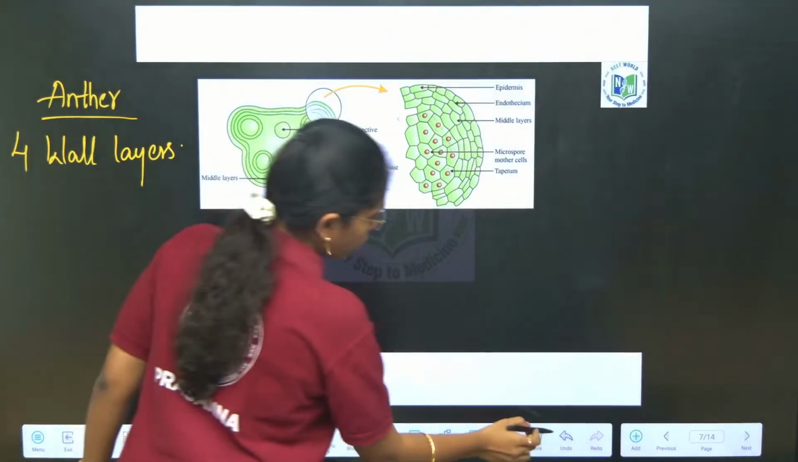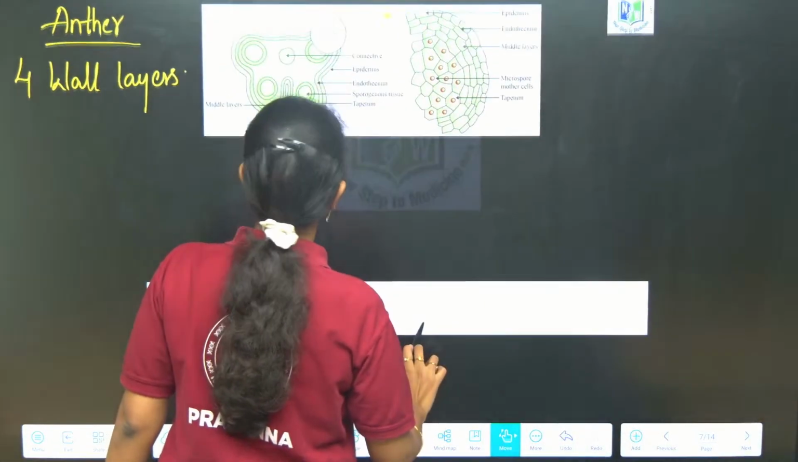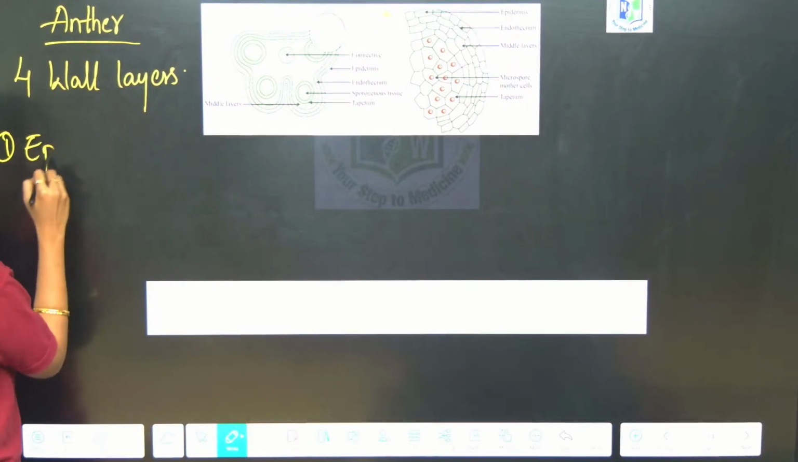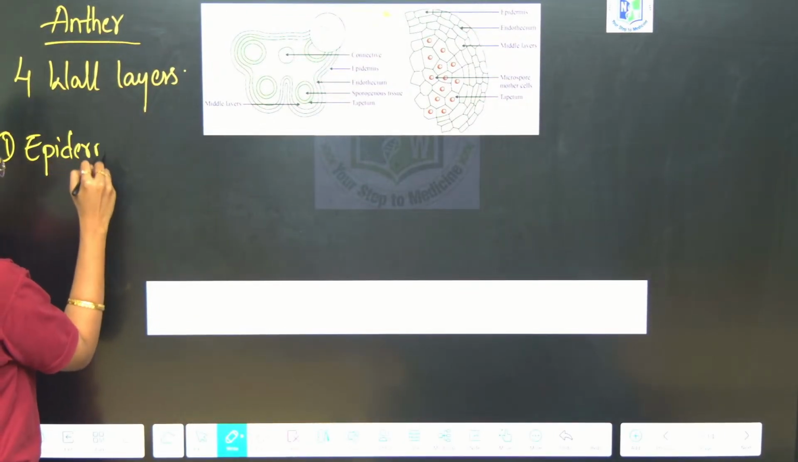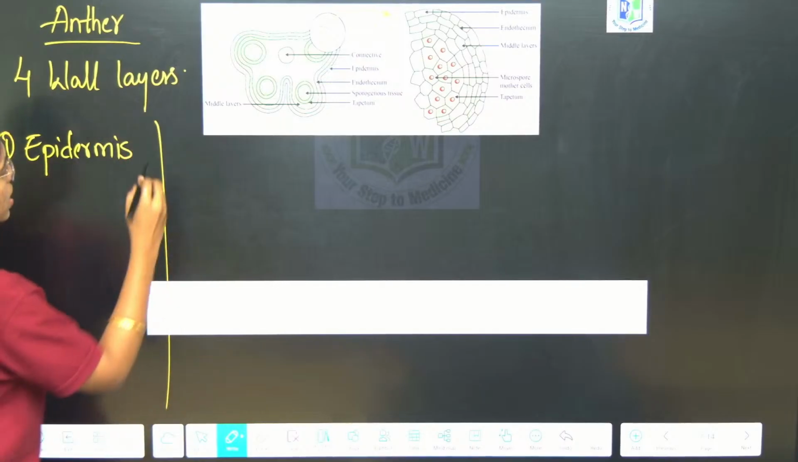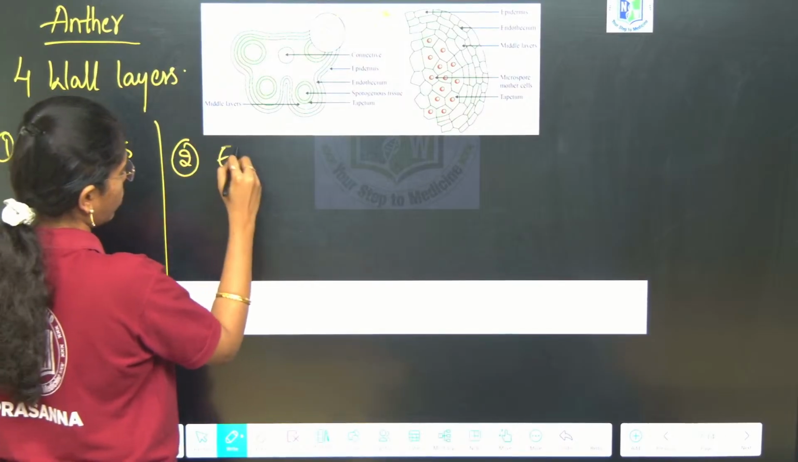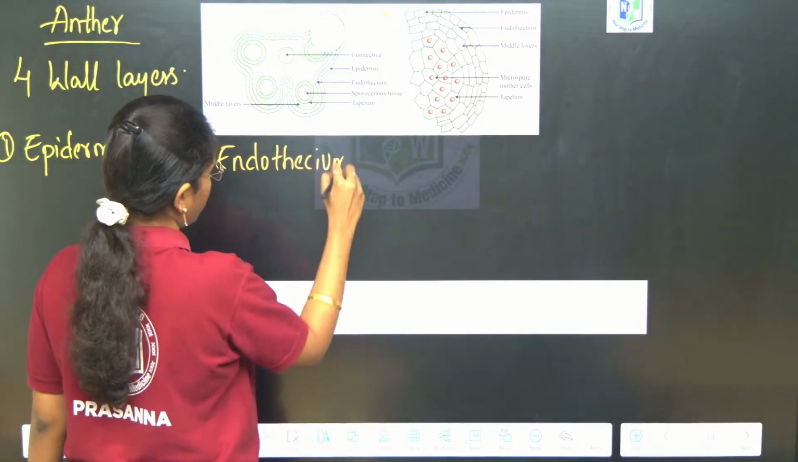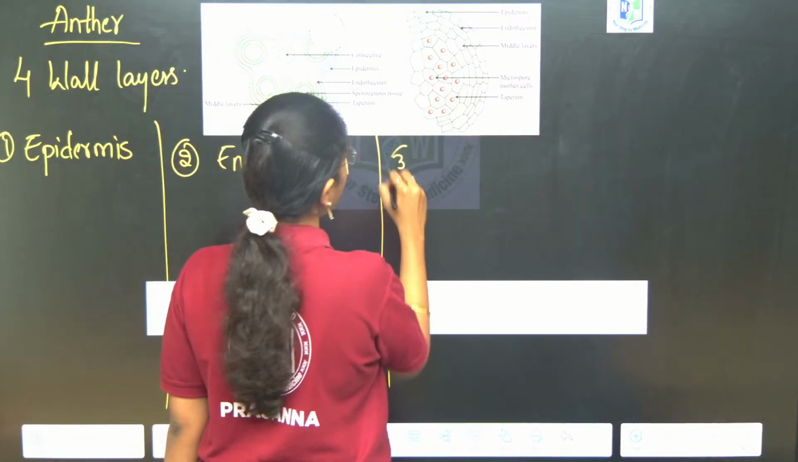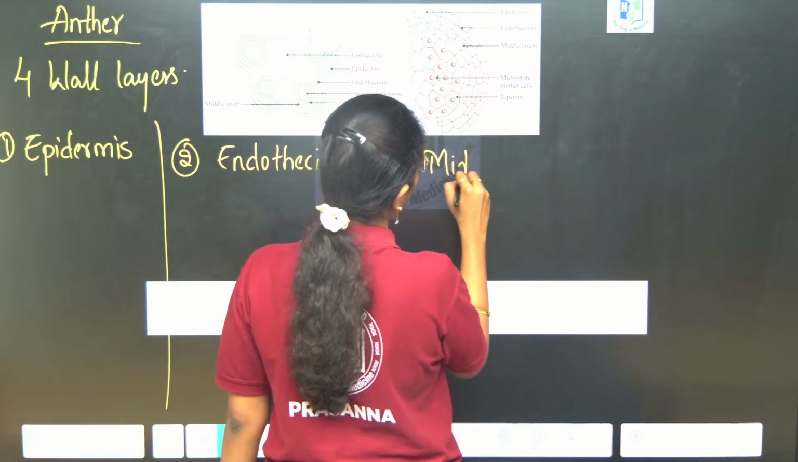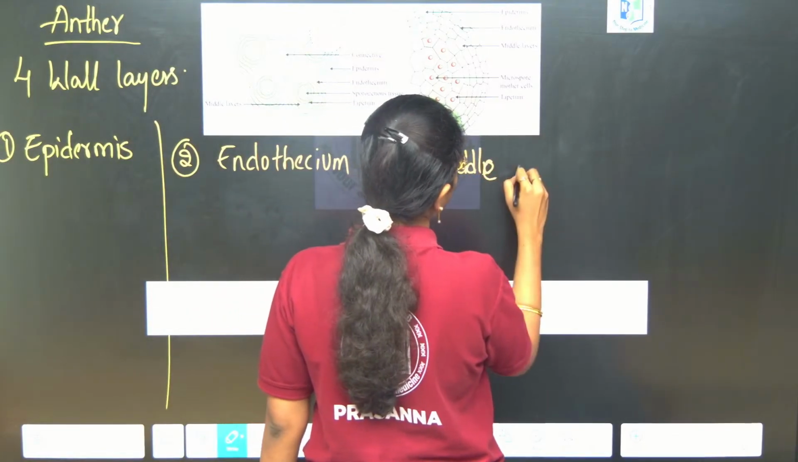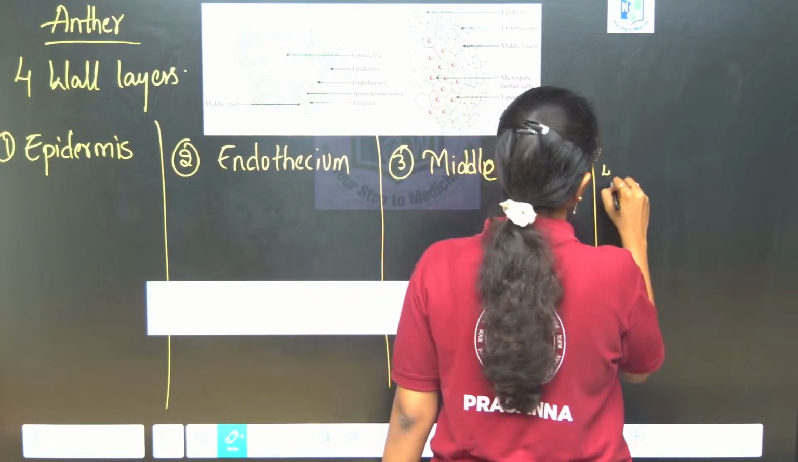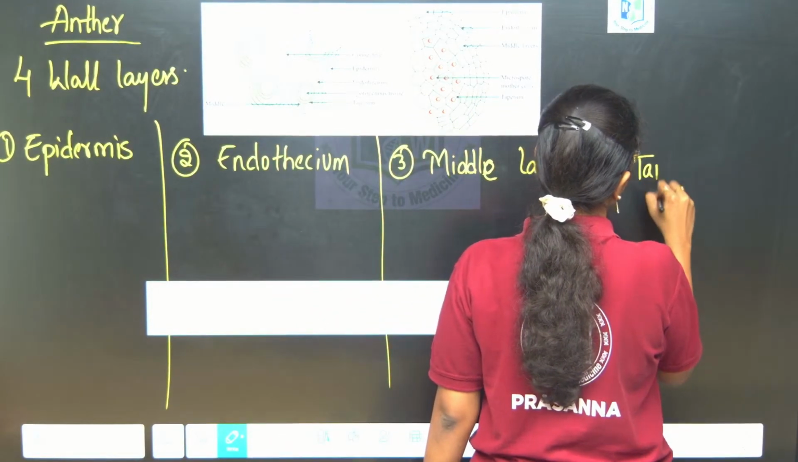Of which the first wall layer is epidermis, of course. Second wall layer is endothecium. Third, it is middle layers. And fourth, it is tapetum.